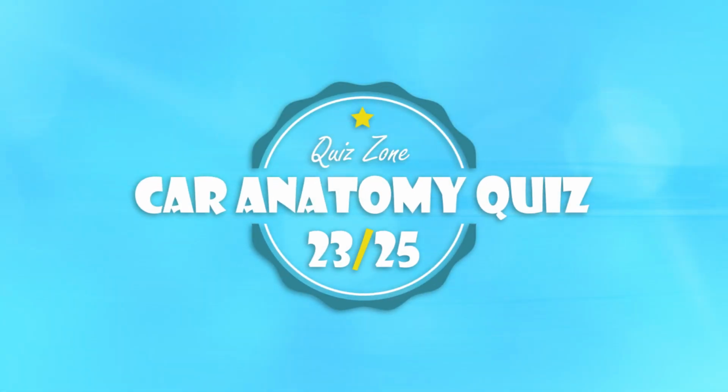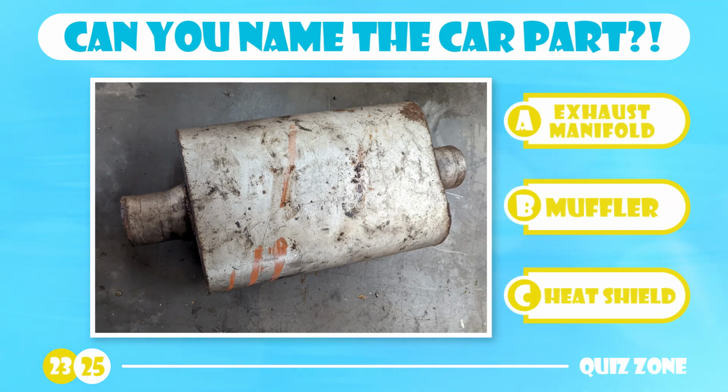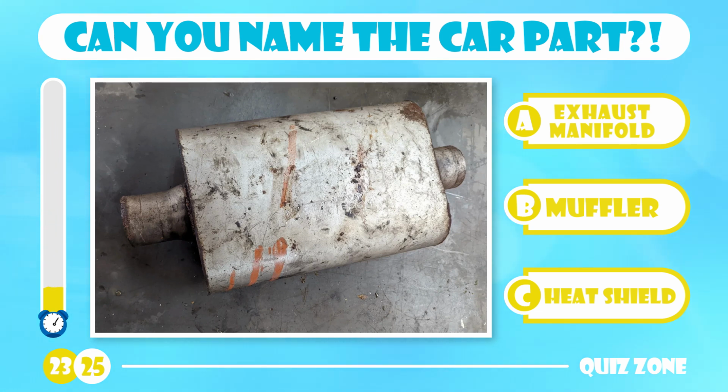Let's make it a bit harder. Do you know what this long core part is known as? Exhaust manifold, muffler, or heat shield? The muffler is mounted on the exhaust pipe in the vehicle. Its primary job is to lower the sound output of the engine.